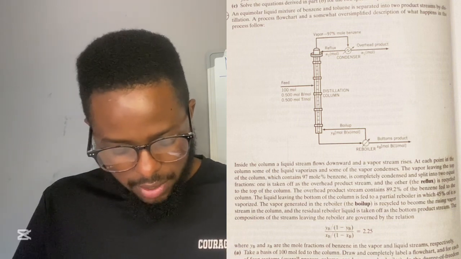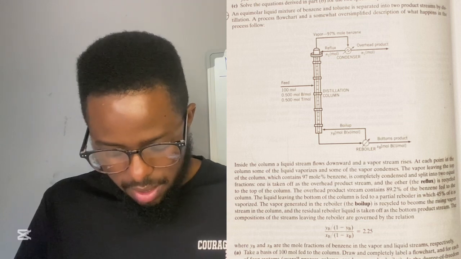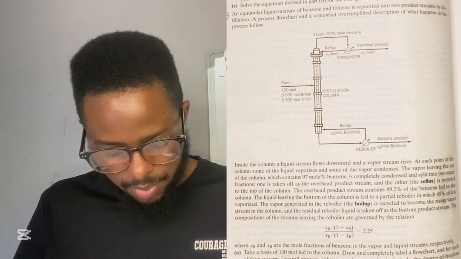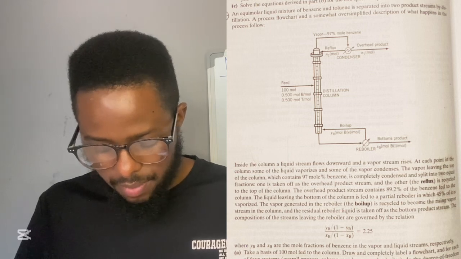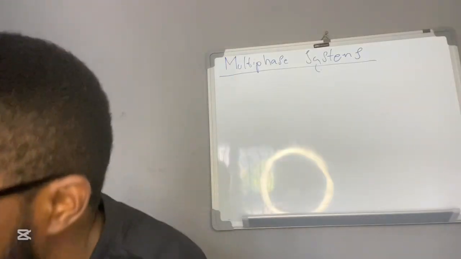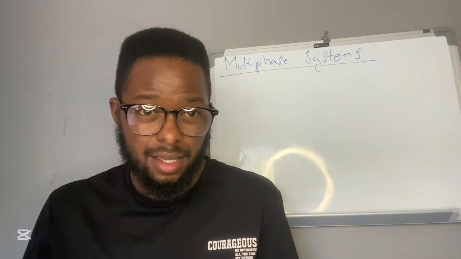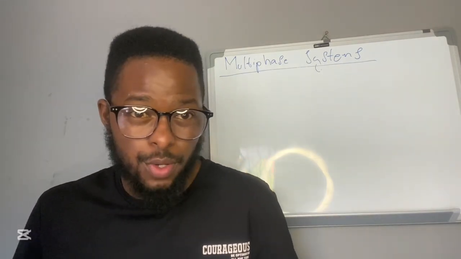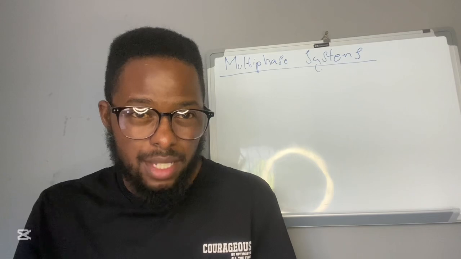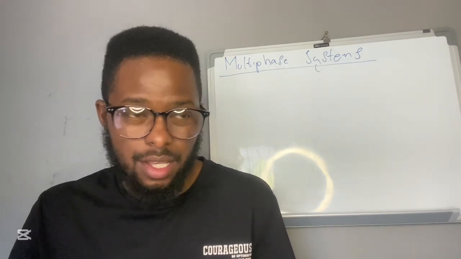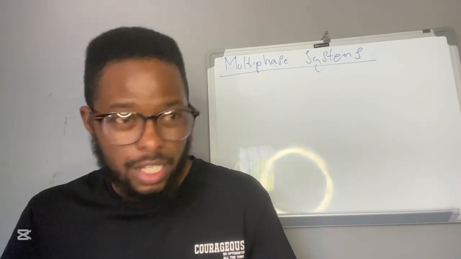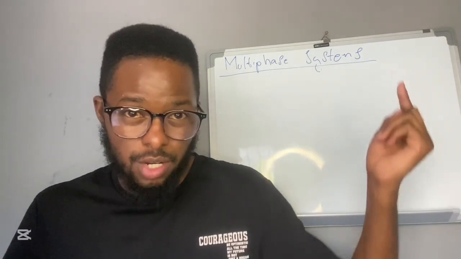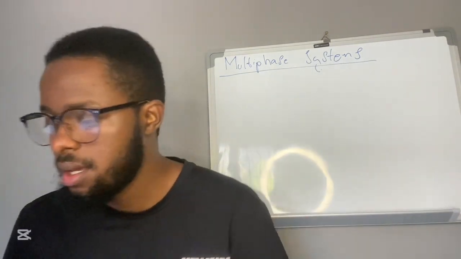Okay, cool. The vapor generated in the reboiler, the boil up, is recycled to become the rising vapor stream in the column. So what does this do? This basically means that as the liquid stream is going up to be reboiled, when you reboil something, it becomes vapor again, right? If it becomes vapor again, it goes back up the distillation column to the condenser again, right? Okay.